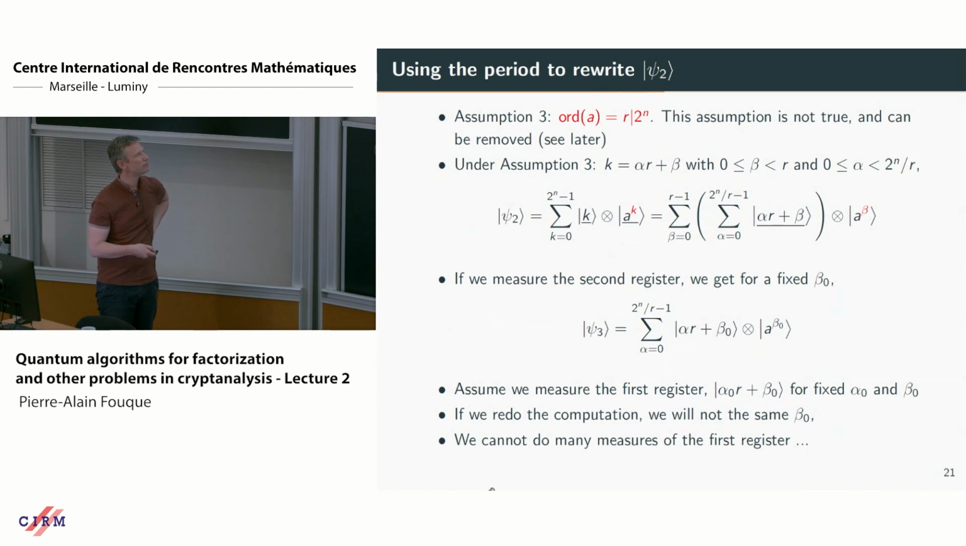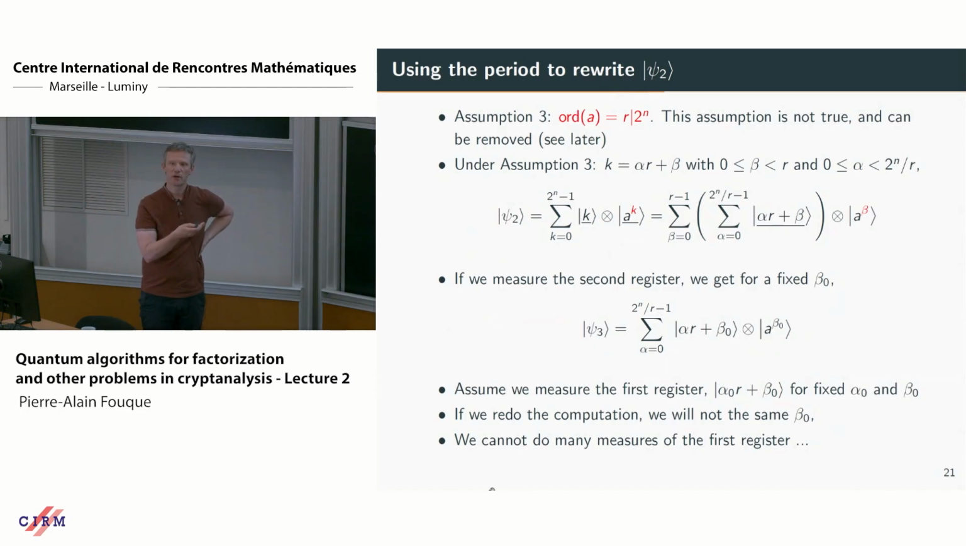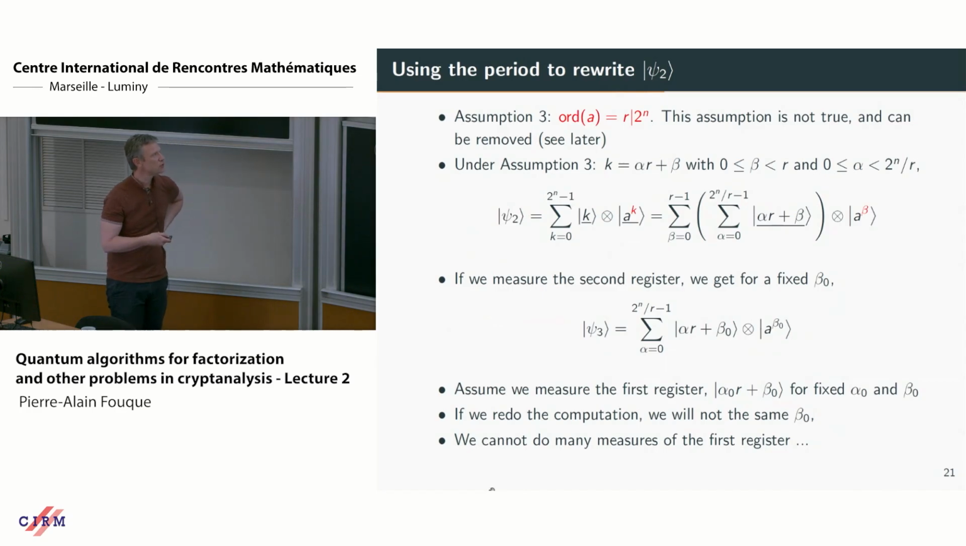So for the second register, we know this value. Maybe beta 0 is not entirely known, because we don't have beta 0, we have a to the beta 0 mod n, and if n is large, beta 0 could be very large. So we don't really know beta 0, but it's fixed. For the first register, we will get, for instance, one of all these alpha values in this set, and we don't know exactly which one. But if I measure this, I will get one of the values.